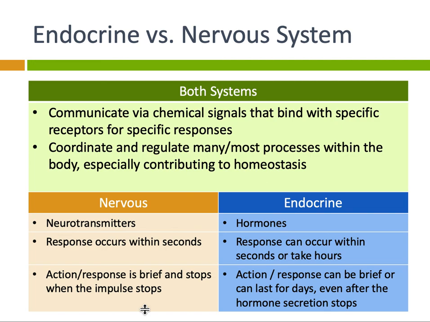So that is a brief overview of the endocrine system, the organs and hormones within it, how the endocrine system regulates the levels of hormones in our body with or without the nervous system, and then a quick comparison of the endocrine and nervous systems.